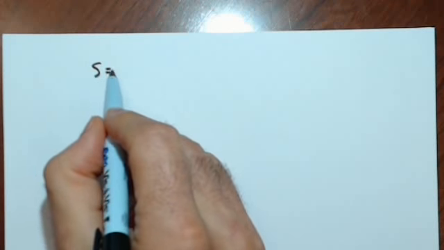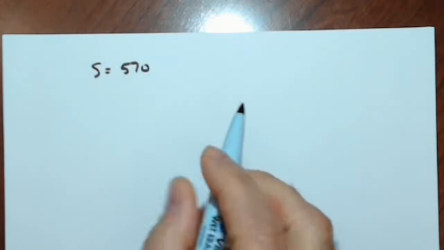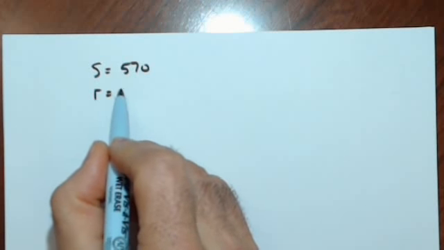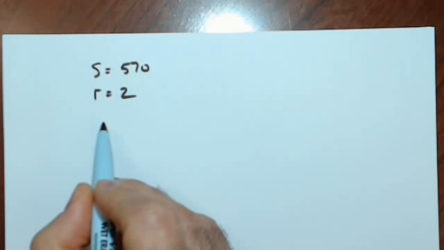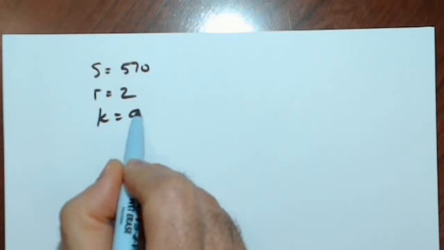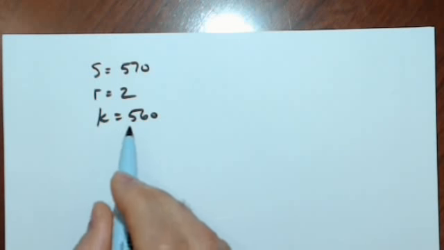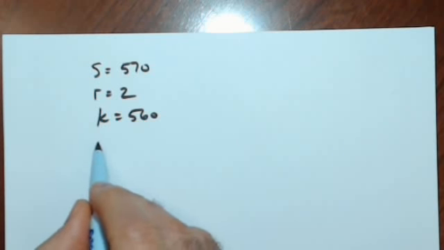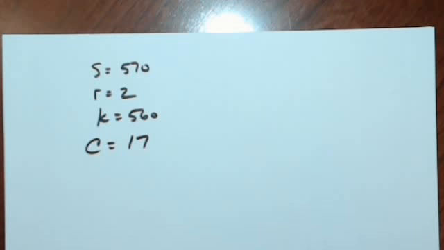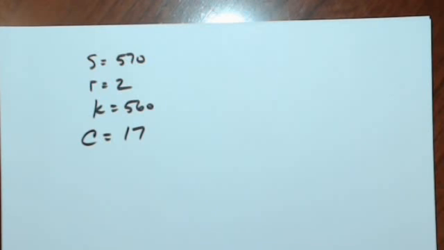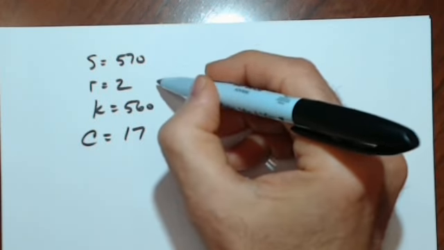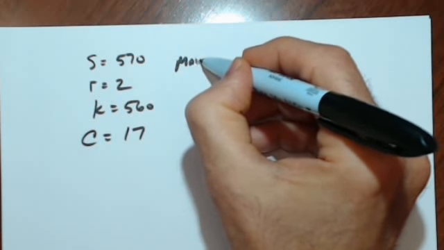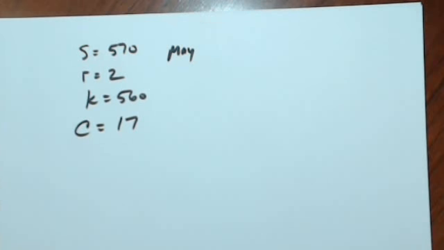Let's do another example. Suppose Apple stock is at 570. This is before it did a split. R is 2%. Strike is 560. And the call has a premium of $17. Now it says, what is the value of a May put? The expiration is May for these. So it's asking, what is the value of a put?